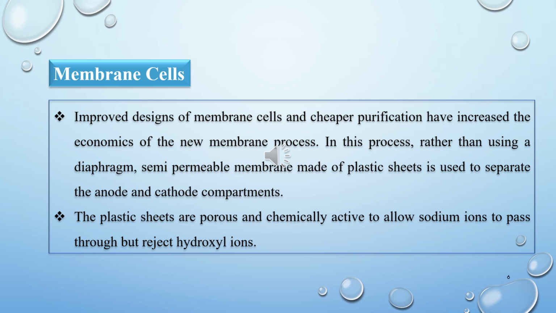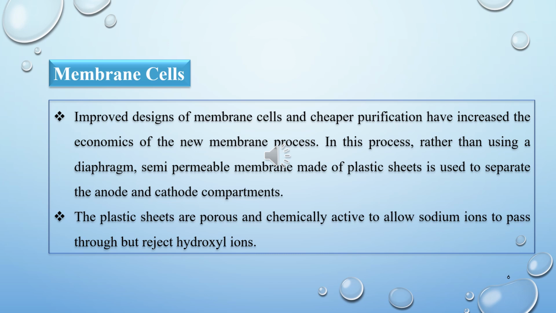In this process, rather than using a diaphragm, a semi-permeable membrane made of plastic sheets is used to separate the anode and cathode compartments. The plastic sheets are porous and chemically active to allow the sodium ions to pass through but reject the hydroxyl ion. Dear students, as we have discussed, in the diaphragm cell there is the separation between the two electrodes by an asbestos diaphragm.